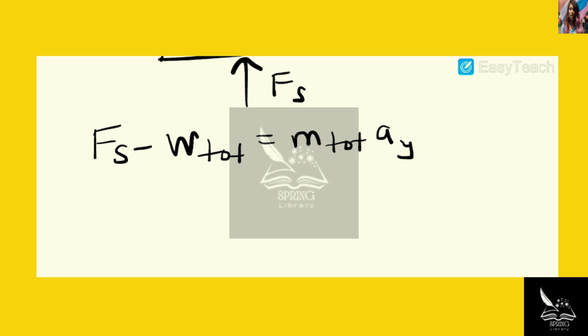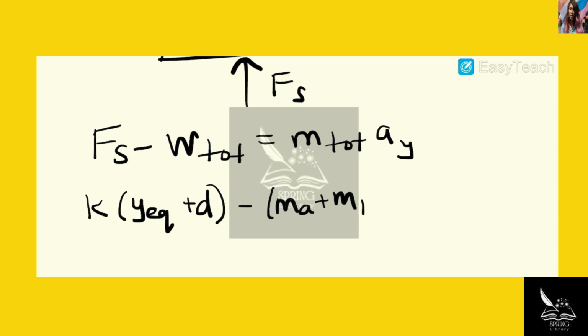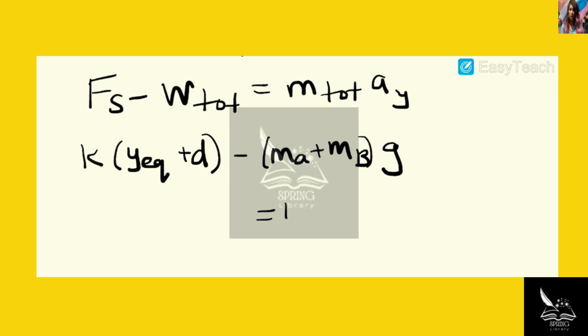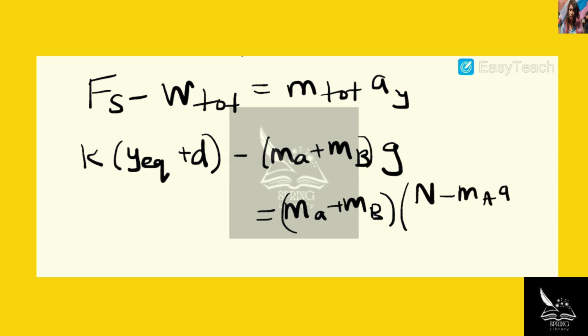And by plugging in for these quantities, we know that Fs is just going to be equal to K times (y equilibrium plus d), minus the total weight, which is (Ma plus Mb) times g, and that's equal to the total net force, which again is (Ma plus Mb), but the acceleration is what we solved for in the previous step, and that's equal to (N minus Ma g) all over Ma.